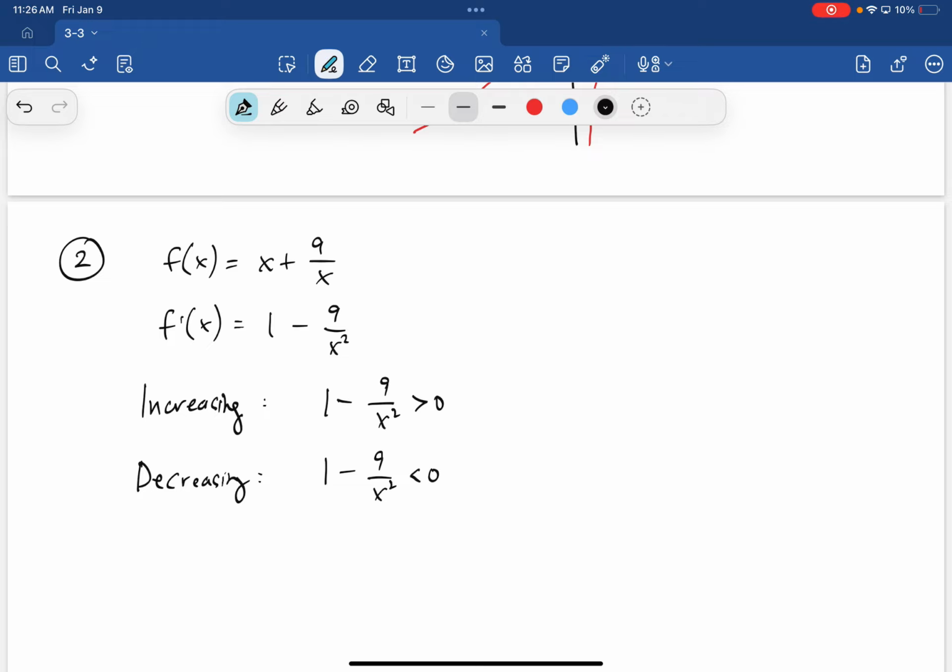So it would be similar to the first one, but instead of the 2, it's basically 3. So it would be negative infinity, comma, negative 3, and 3, comma, infinity. That's increasing.